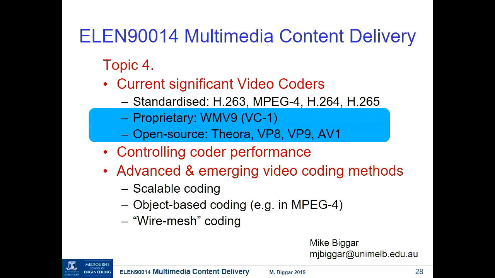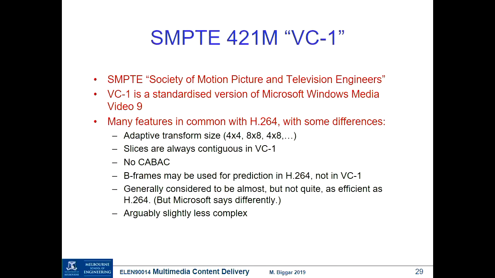The next one I'll talk about briefly is WMV9, Windows Media Video 9. There's a little bit of a story here. I'm not sure how interested you are in these historical stories, but anyway, Microsoft had this Windows Media Video coding solution, which was their proprietary coder. They used it in their products when they were doing streaming video.